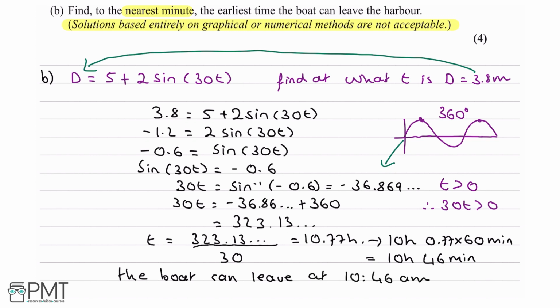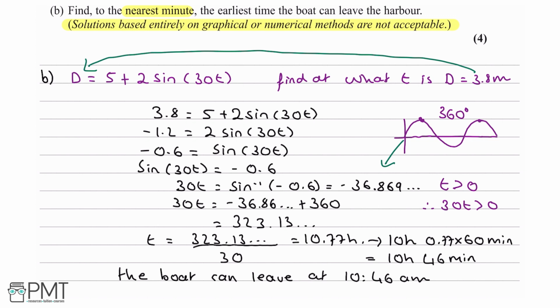10:46 a.m. Now, an important point to note here is technically at 10:46 the depth isn't exactly 3.8. It's still not there yet, but the question asked us to round it to the nearest minute. So as long as you're between 10:46 and 10:47, if you wrote either one of those answers, that's correct. Technically 10:47 is the first minute at which the depth is above 3.8, but with the numbers we've been given, it rounds to 10:46 a.m. So the mark scheme allows both.